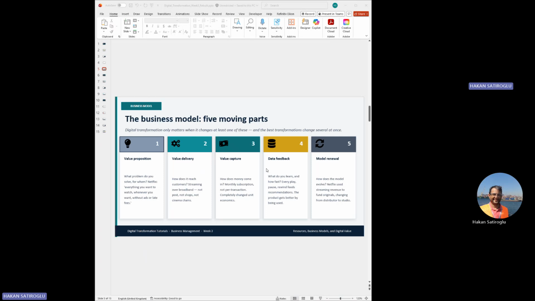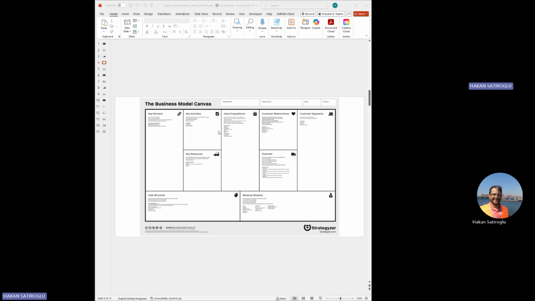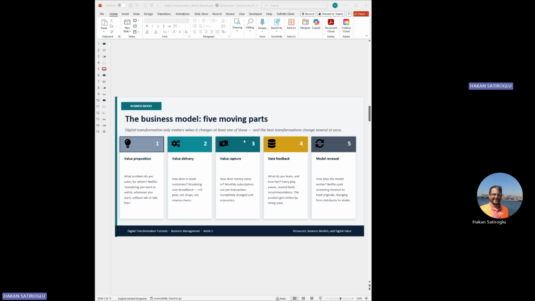Digital transformation is, as said earlier, in the middle, like value proposition. Here on the first slide on the left, as you can see, this business model is broken into 5 moving parts, showing that digital transformation only really matters when one or more of these parts change. So you can follow these and say, okay, 1 or 2 of them changed, and you can manage digital transformation in your organization.